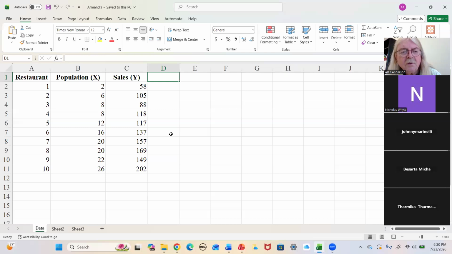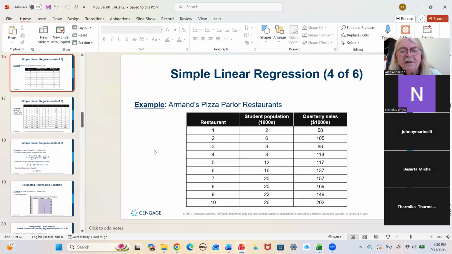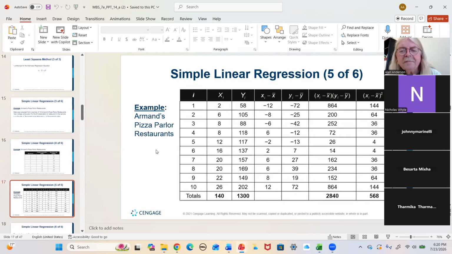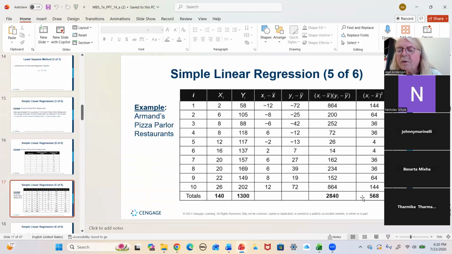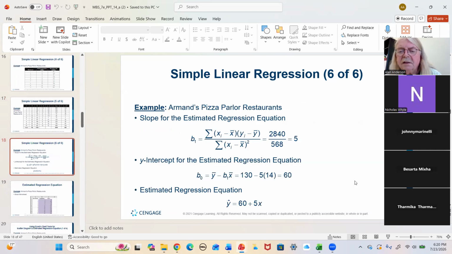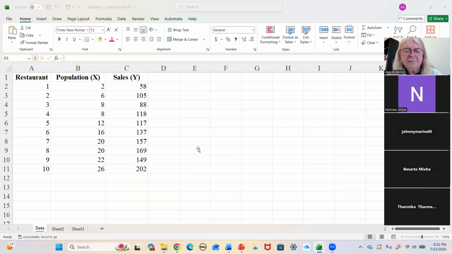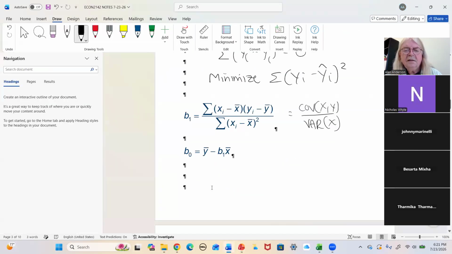So the slope for the regression line that we're looking for is the ratio of the second to last column to the last one, 2840 over 568, as you can see here. And the intercept comes from this formula, y bar minus B1, the beta one that we just estimated, times X bar, which is 60. So the equation itself is y hat equals 60 plus 5x. And of course, we're going to do this with Excel in a second.